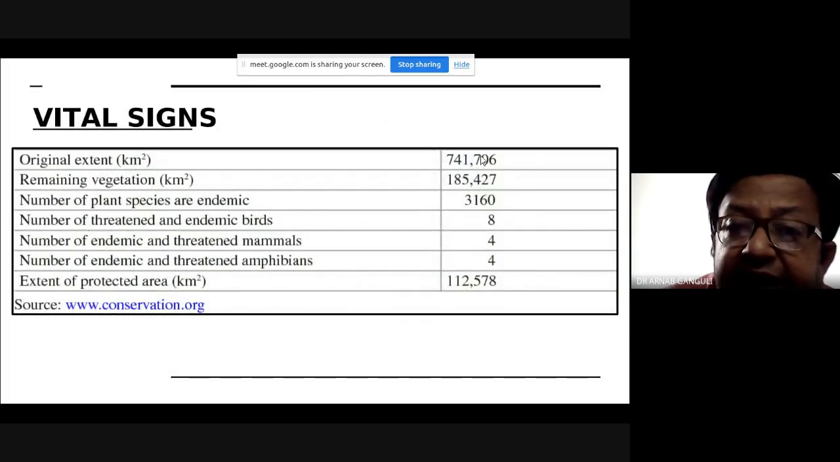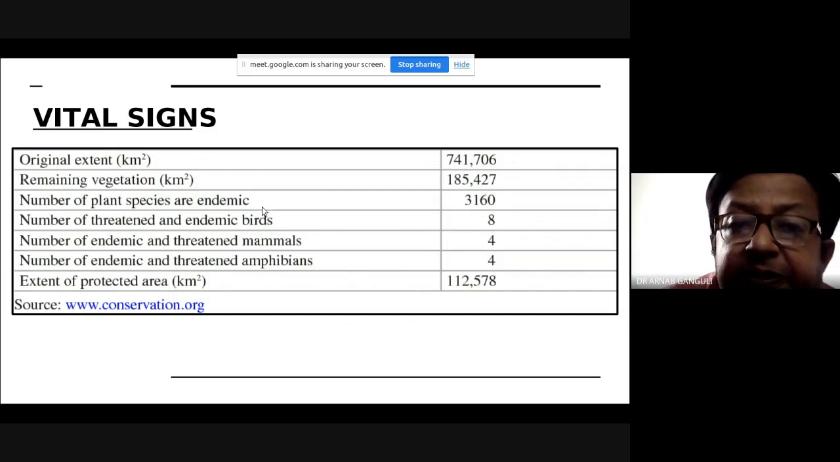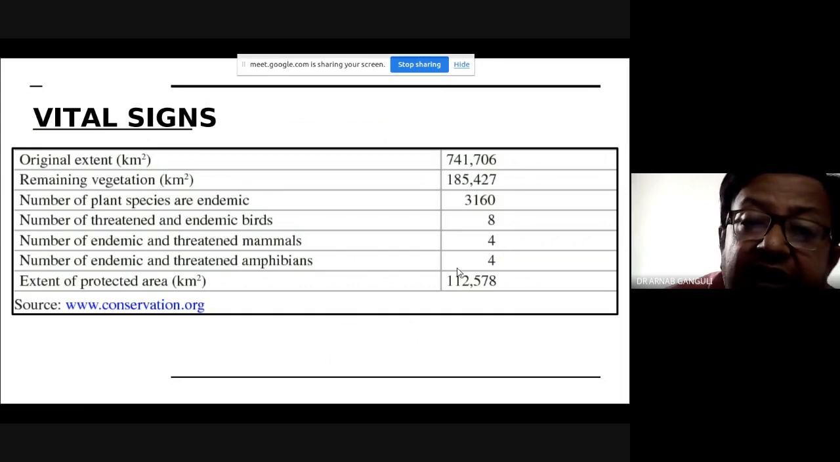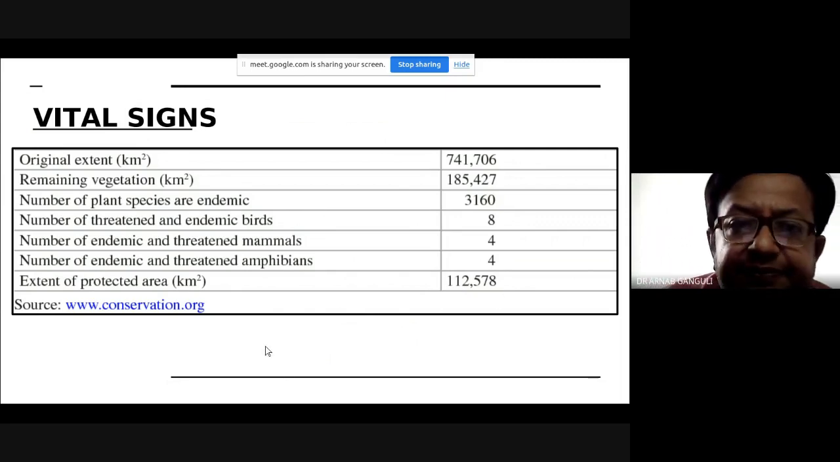Original extent, it had so many square kilometers. Remaining vegetation has reduced, 185 is left. Number of plant species that are endemic, 3160. Number of threatened endemic birds, 8. Threatened mammals, 4 mammals are going to become extinct. Amphibians 4. So extent of protected area, this much area is protected, in the rest everything is messed up.